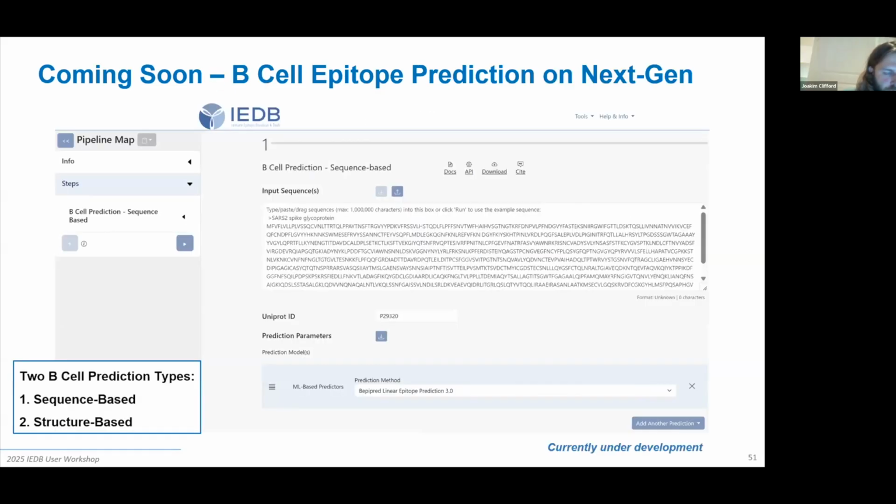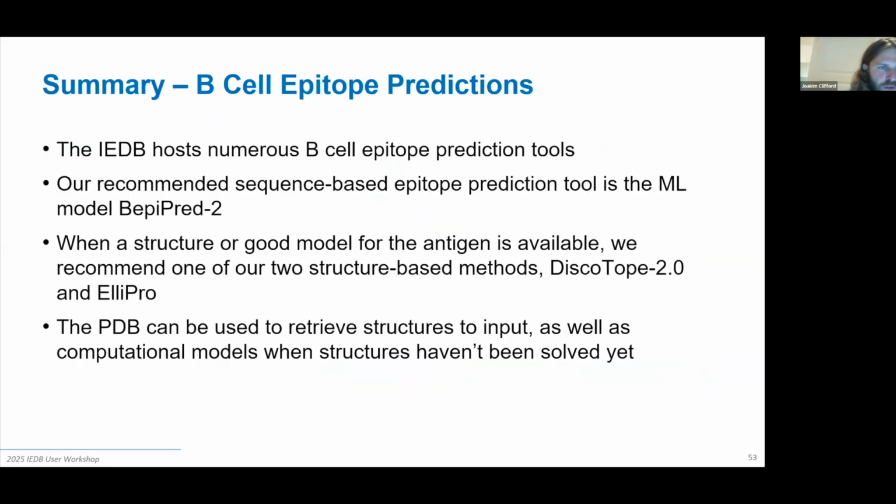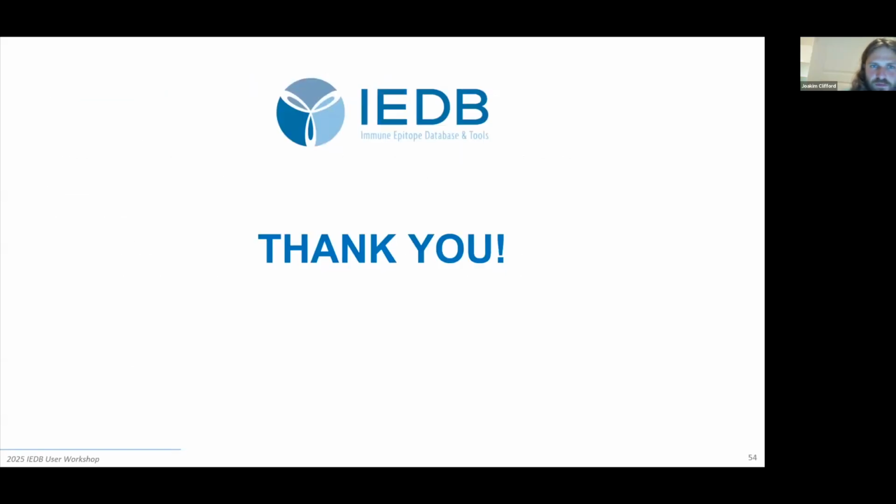Right now, these user interfaces are under development, and this is something that hopefully will be released in the first quarter of 2026. So to conclude, I hope that you can understand that there are a couple of B-cell epitope prediction tools on IEDB, and I hope that you understand how they were built and how you can use them. Otherwise, I'm happy to take any questions that you have. Thank you.